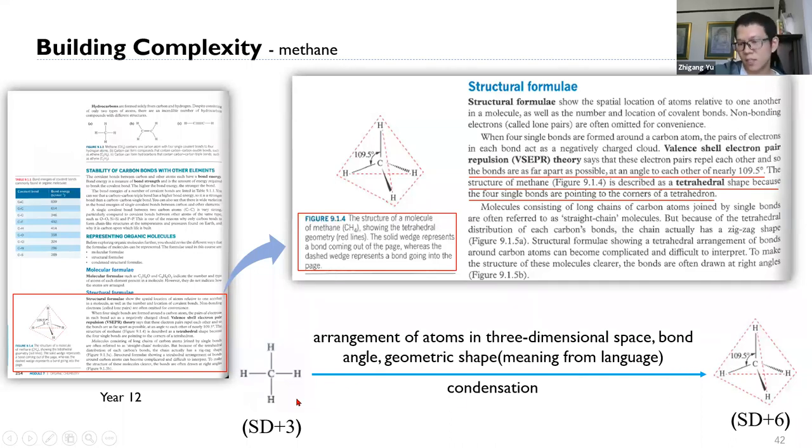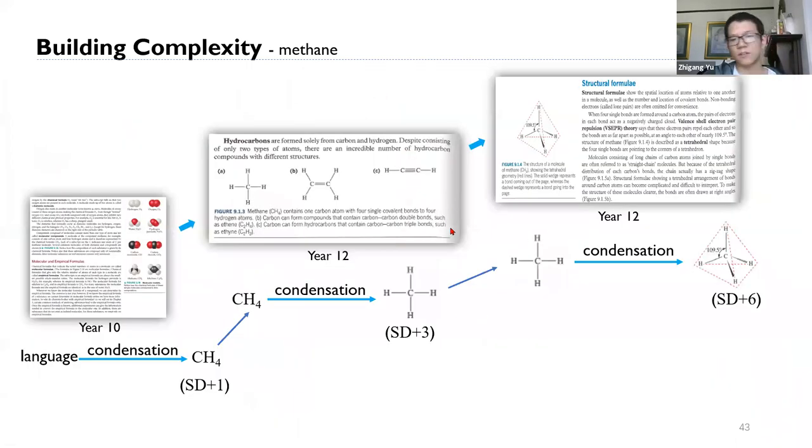So you can see that from SD plus 3 to SD plus 6, using our translation device, we can see how the complexity is being built throughout. We can see that from year 10 to year 12, also year 12 but in different sections. You can see that from language, then SCH4. SCH4 will be used directly in the next stage of knowledge building.